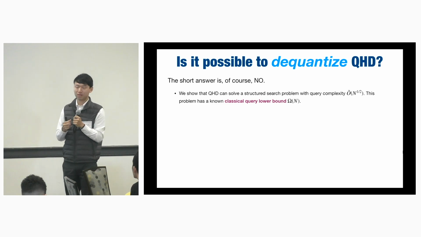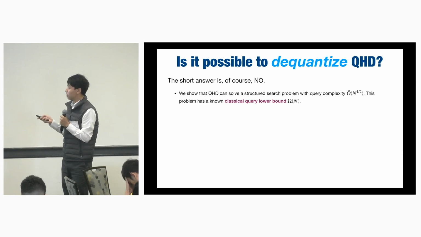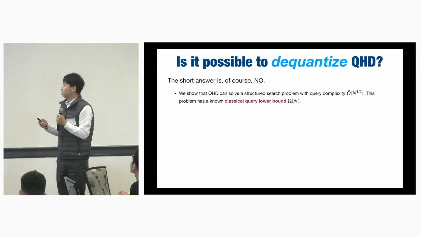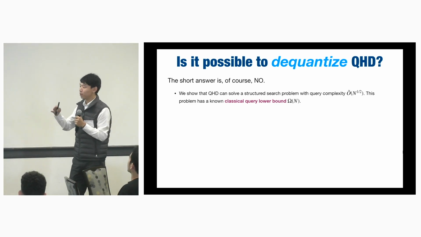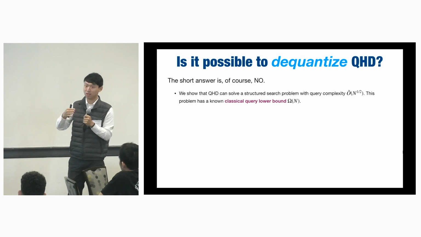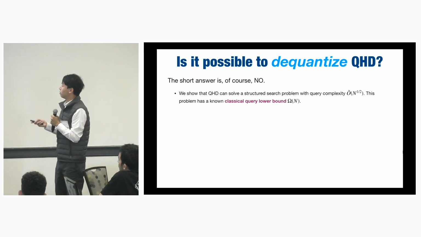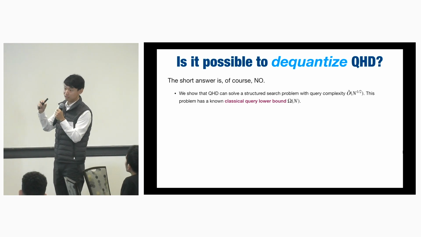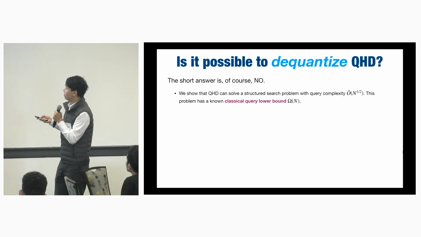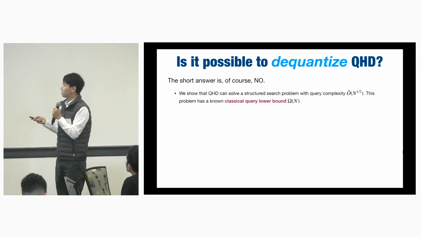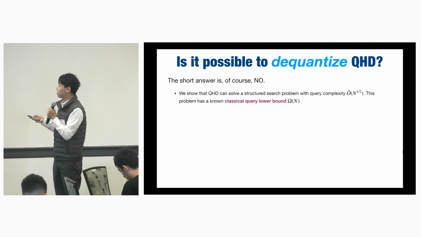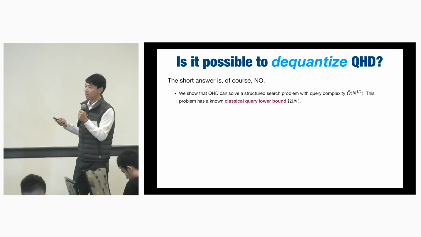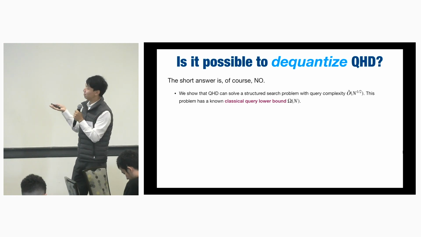We do have some pieces of evidence. So first, we can show that QHD can solve a structured search problem, which is some sort of variant of the unstructured search. But here we have some extra structure to match the QHD algorithm structure. For this type of structured search problem, QHD can solve it with query complexity square root of N, where capital N is the system size or the problem size. However, this problem has a classical query lower bound, which is linear in the problem size. So this already gives us a quadratic query separation. That means, of course, assuming that you only have access to a classical computer, you're not able to reproduce this quadratic speed up.